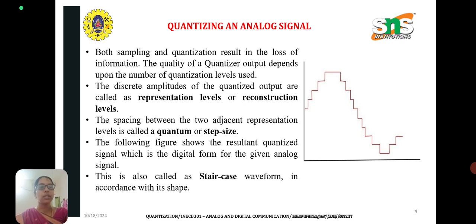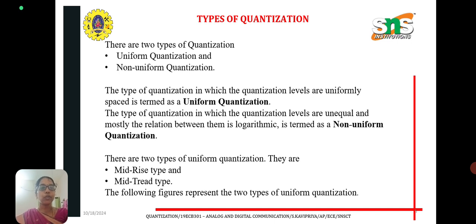The figure shows the resultant quantized signal, which is a digital form of the given analog signal. This is also called a staircase waveform because it is in staircase shape. There are two types of quantization: the first is uniform and the second is non-uniform. The type of quantization in which the quantization levels are uniformly spaced is called uniform quantization. Whereas in non-uniform quantization, the quantization levels are unequal and mostly the relation between them is logarithmic.